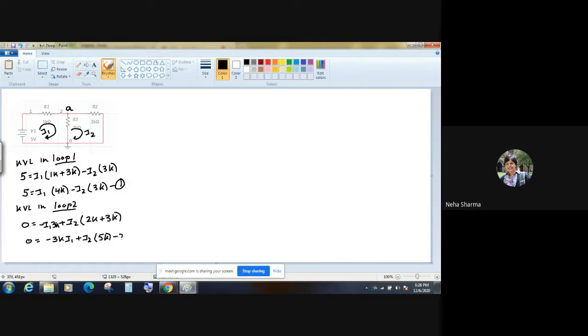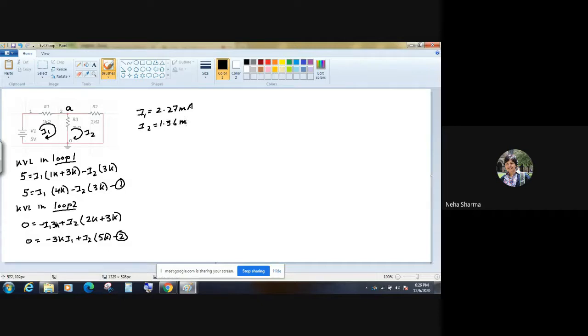So now we have two equations and two unknowns, I1 and I2. When we solve for them, you will get I1 as 2.27 milliamps. And my I2 should come up as 1.36 milliamps.